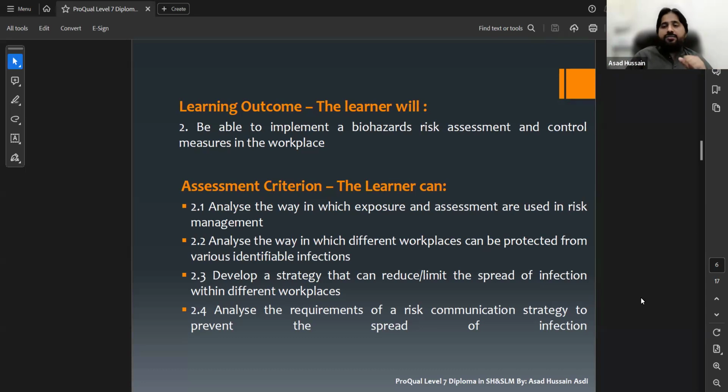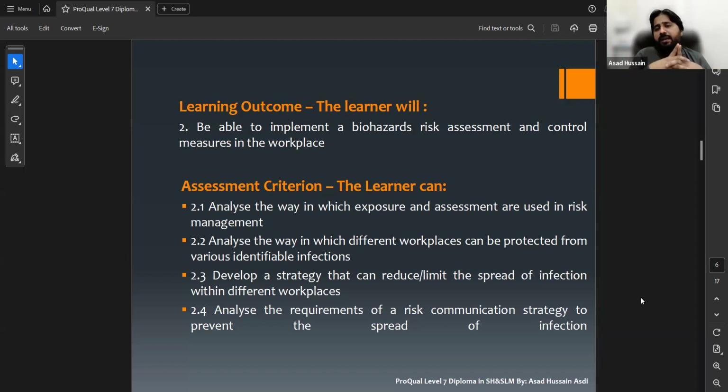the loss. If you stop or reduce or limit the spread of infection, it will definitely cut the loss, like loss in any form. So you should be able to develop a strategy.